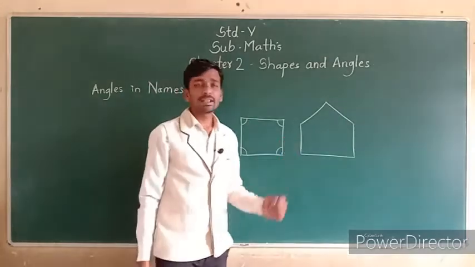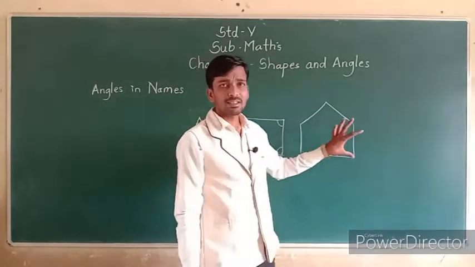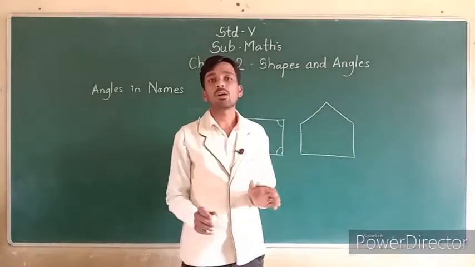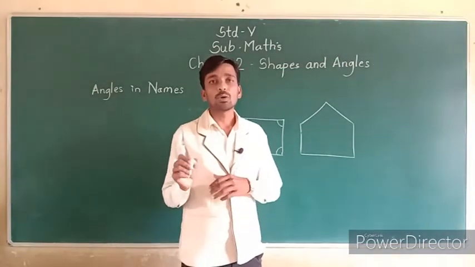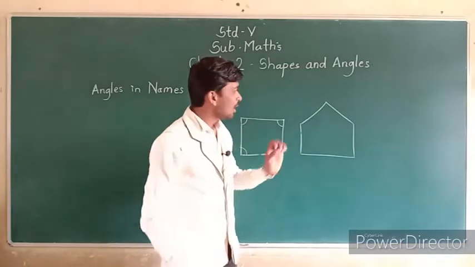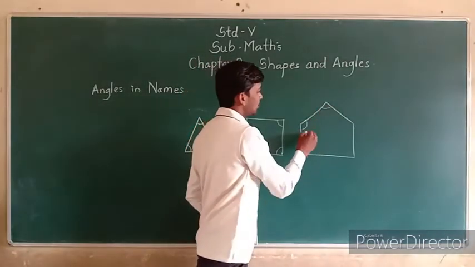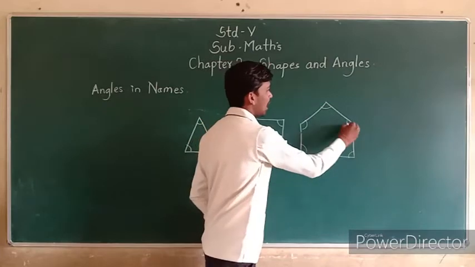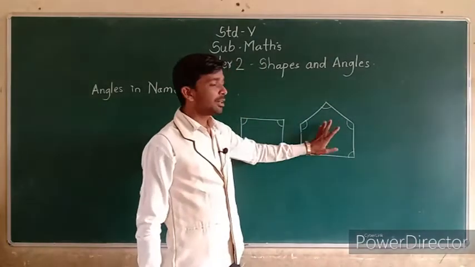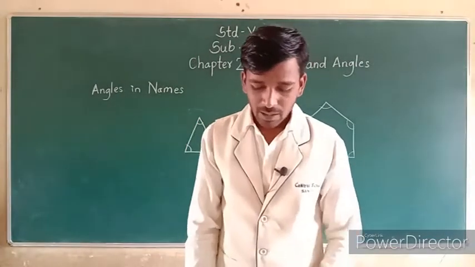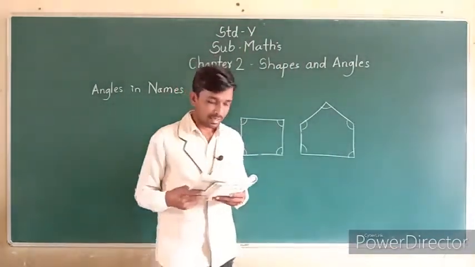Okay, and in next pentagon, this is 5 side shape, 1, 2, 3, 4, 5. So this is called pentagon. Okay, how many angles are there? 1, 2, 3, 4 and 5. In that pentagon how many angles are there? 5 angles are there. Okay, like that you can draw these angles.